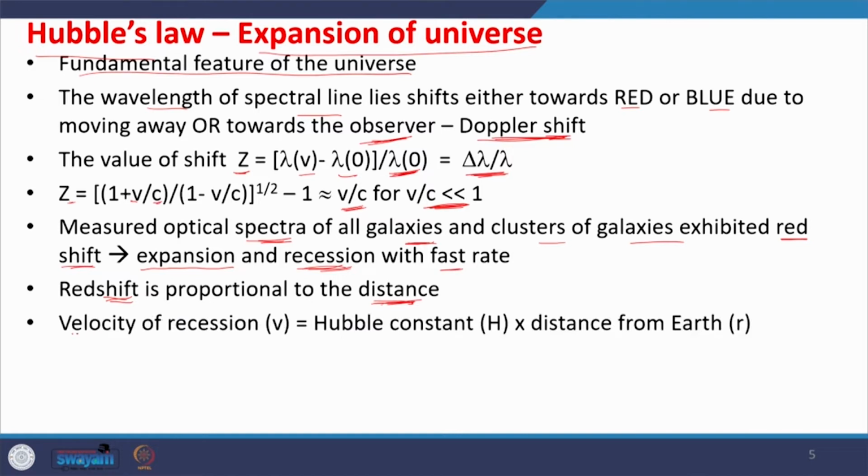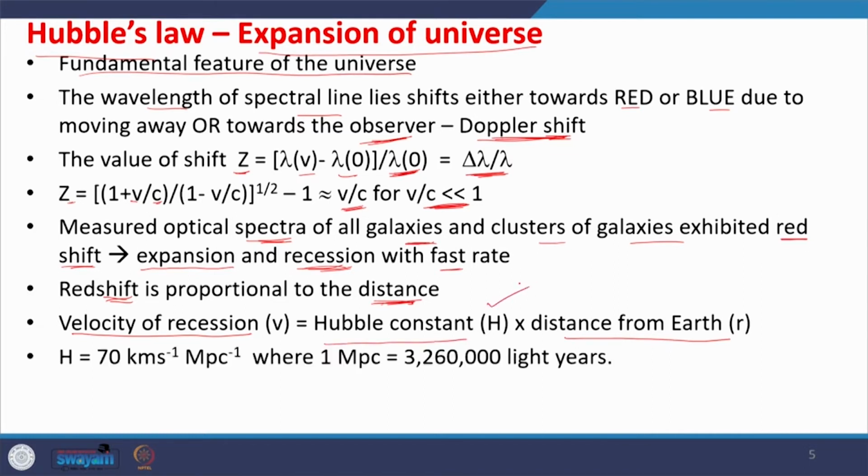Now, how to find out the velocity of the recession? Very simple, because it is proportional to the distance from the earth on which we are doing these measurements. There is a proportionality constant which is called the Hubble constant, and at present the calculated value of the Hubble constant is about 70 kilometers per second per MPC, where 1 MPC is equal to these many light years.